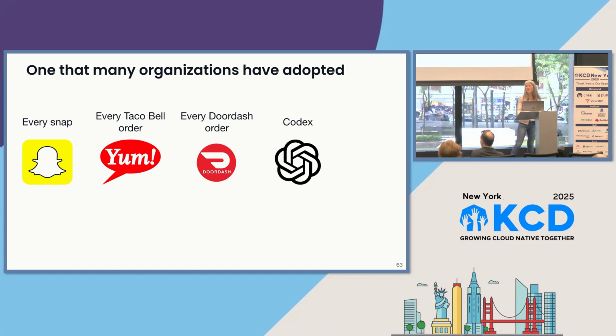And here's a big kicker. Has anybody played with Codex? So OpenAI's recent announcement on their coding agent, it uses Temporal. So this is a really well-kept secret that, as a developer advocate, my job is to make sure is no longer a well-kept secret.